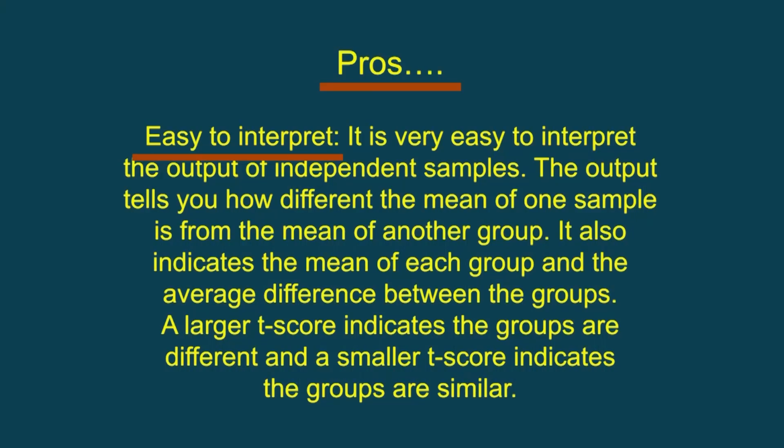The t-test is also easy to interpret because here the output tells us how different the means of the two groups are, and also the mean of each group and the average difference between the groups. A larger t-score indicates that the groups are different and a smaller t-score indicates that the groups are similar.